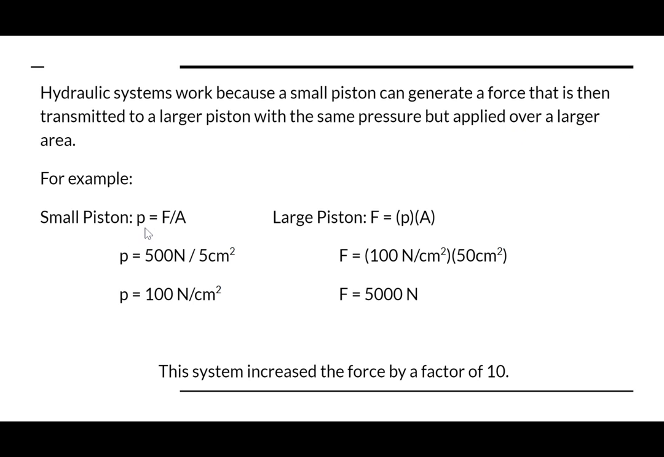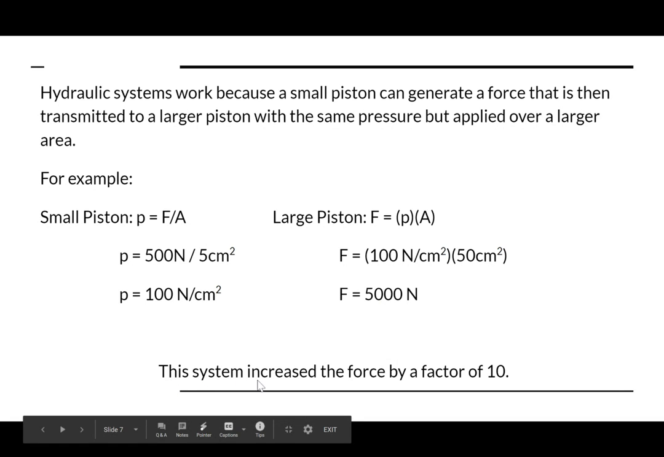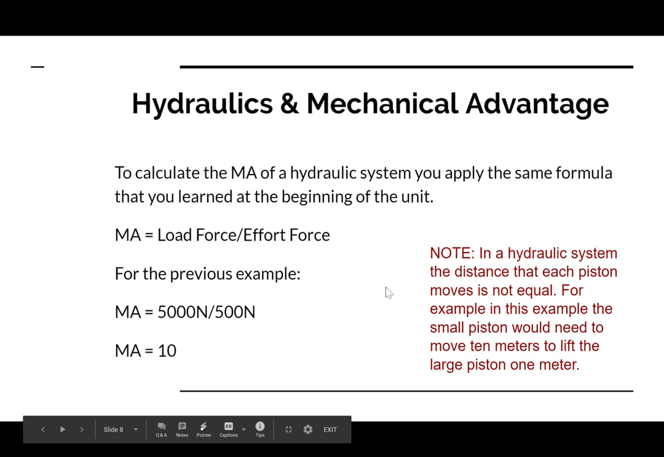For example, here we have pressure is equal to force over area, and we applied 500 newtons of force over an area of 5 centimeters squared. 500 over 5 is 100 newtons per centimeter squared. That's our pressure. Then we have our large piston, and we increased our area, in which force is equal to pressure times area. We have 100 newtons per centimeter squared multiplied by 50 centimeters squared. Multiply those together, we get 5,000 newtons. So this system increased the force by a factor of 10, as we saw in the last image.